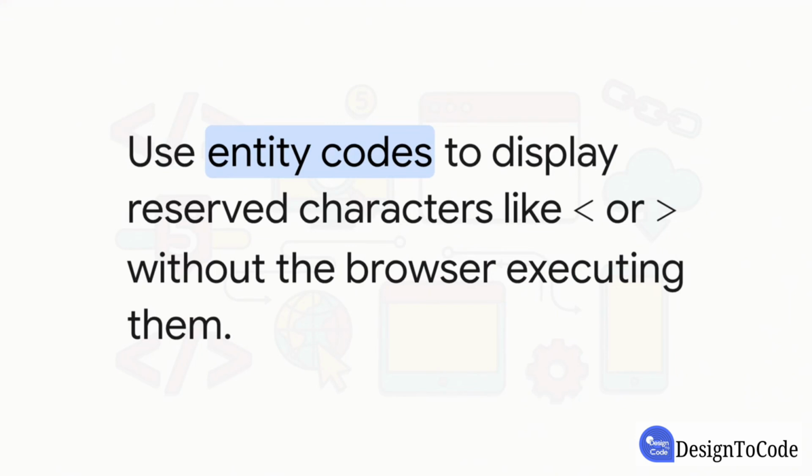Oh, and before we finish, there's one small but crucial trick you need to know about HTML entities. Since the browser uses less than and greater than brackets to read your code, what happens if you actually want to display those brackets as text on the screen without the browser trying to execute them? Well, you use special entity codes. For example, you type an ampersand, the letters lt, and a semicolon to show the less than symbol. It's a tiny detail, but absolutely vital if you ever want to write technical documentation or display code online.